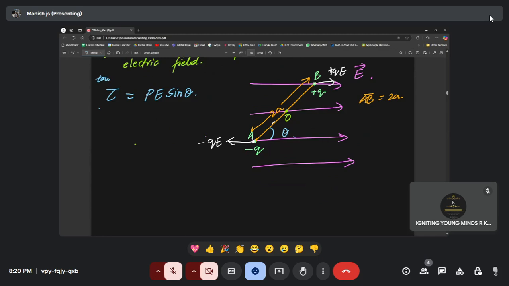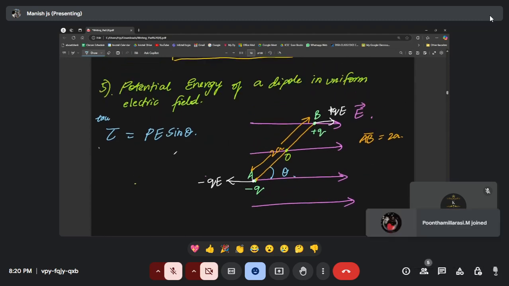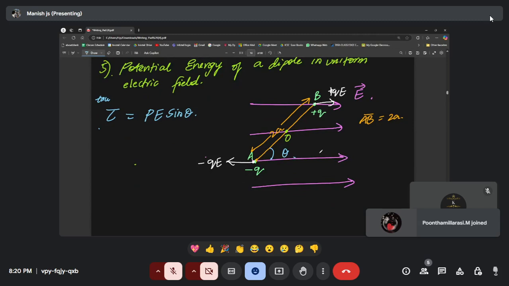Now coming to our actual part. What we are going to do here is find out not torque, but potential energy. So to find the potential energy due to this electric dipole in a uniform electric field, we are going to integrate this torque expression. That's basically the work done concept. So we are going to apply the concept of work done, and then we are going to simplify.